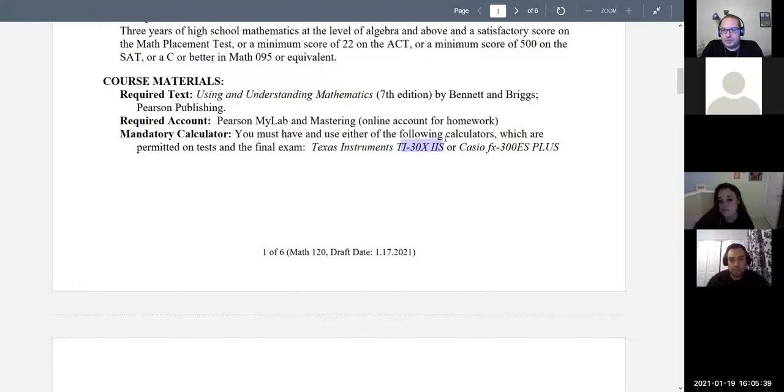Some of these non-programmable four function calculators do not have the answer key, which can get a little bit annoying in some of the later chapters that we'll be covering. If you have anything that is non-programmable and non-graphing, that will work just fine.